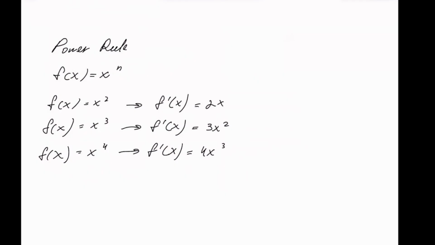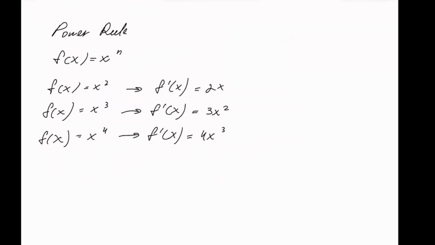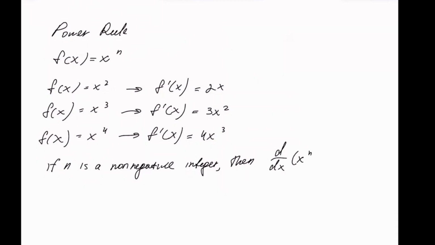In each case, we're taking the exponent n and placing it in front of x as the coefficient, and then reducing the exponent by 1. So this gives us the power rule. If n is a non-negative integer, then d dx of x to the n is equal to n x to the power of n minus 1. We take this n, put it in front, and then reduce the power by 1.